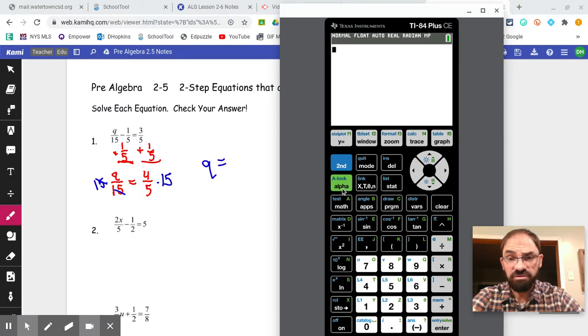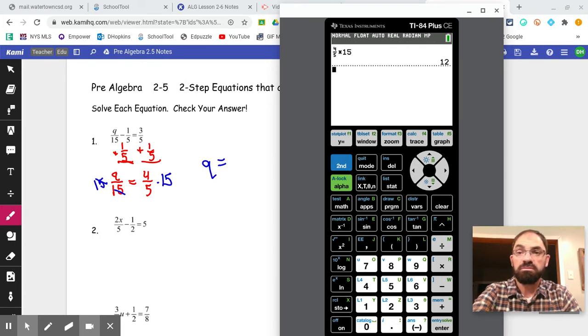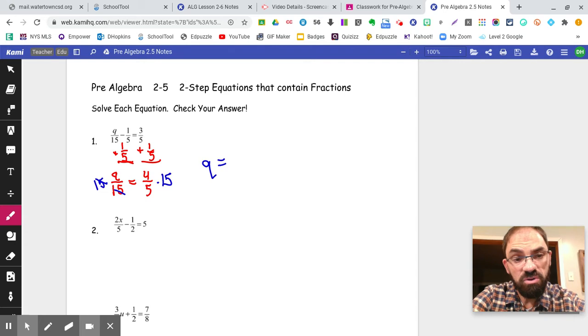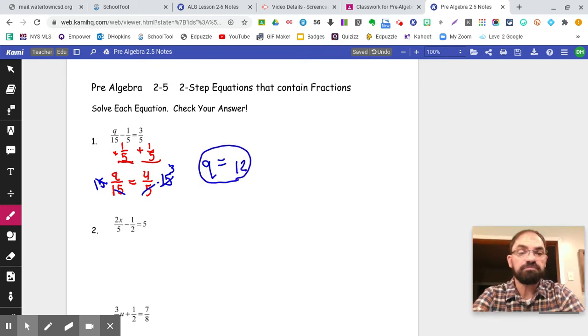4/5 times 15. So alpha y equals, to pull up a fraction, 4 over 5. Move your cursor outside the fraction and times by 15. You should get 12. Perfect. So we should know that 5 goes into 15 3 times, so what's left over, 4 times 3, is 12.